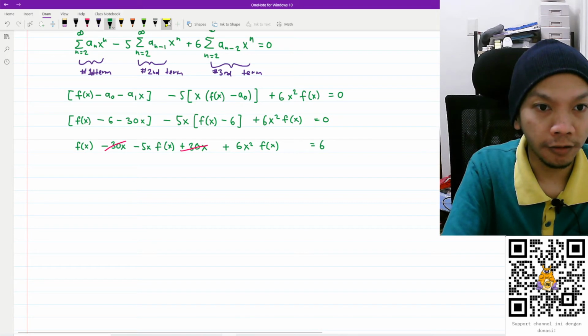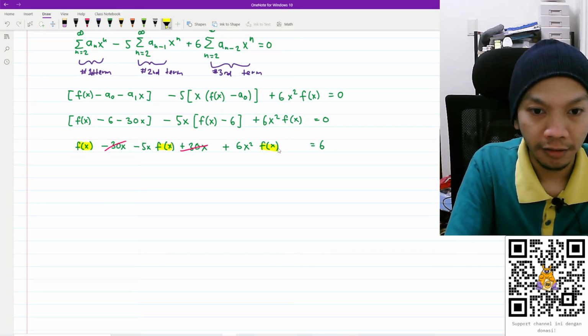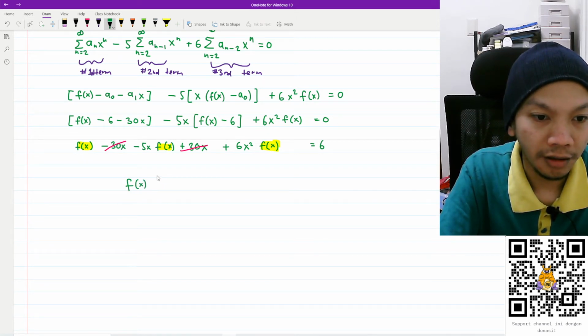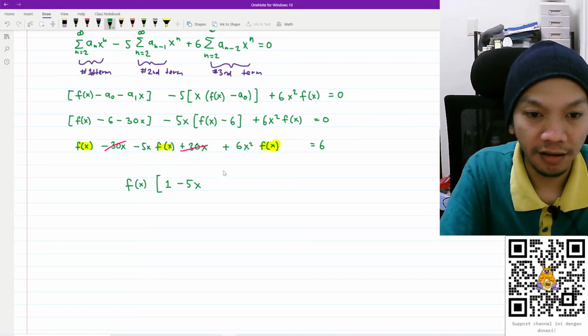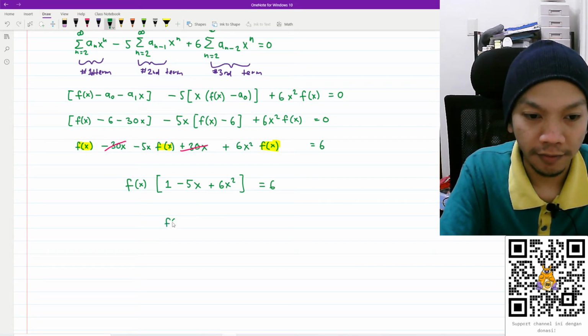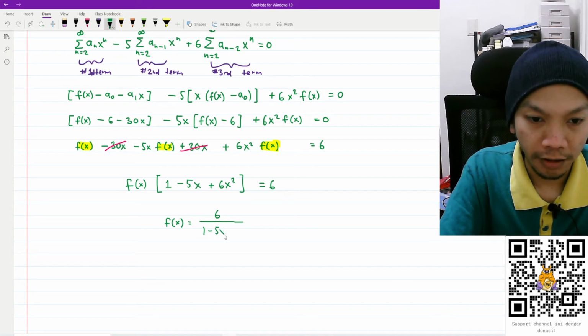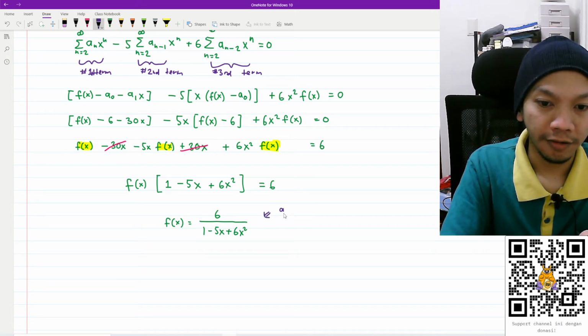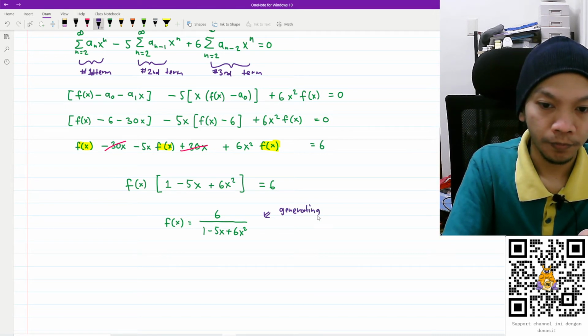Now we have all terms of f(x) on the left hand side, so I can factor out f(x). This one is multiplied by 1, this one by 5x, and this by 6x squared, and that will equal 6. So we get f(x) equals 6 divided by 1 minus 5x plus 6x squared. Now this is the generating function of a_n.